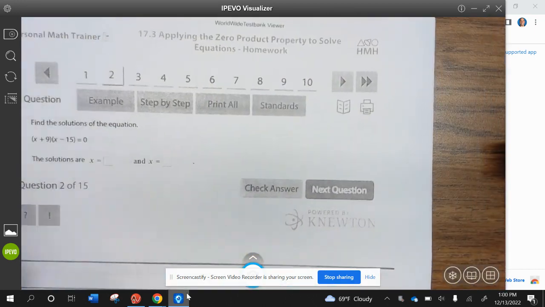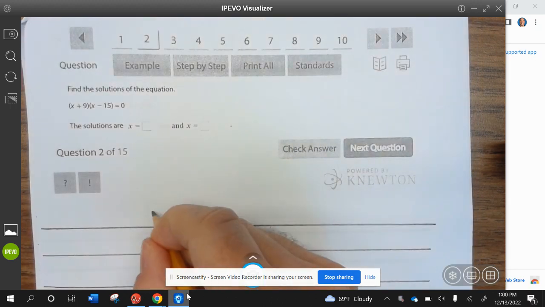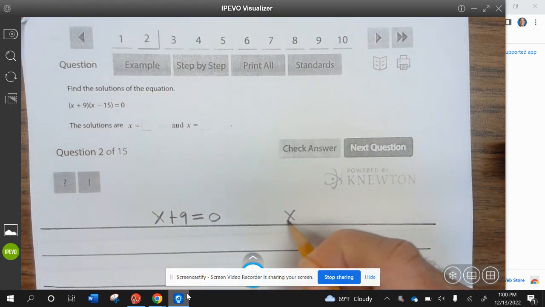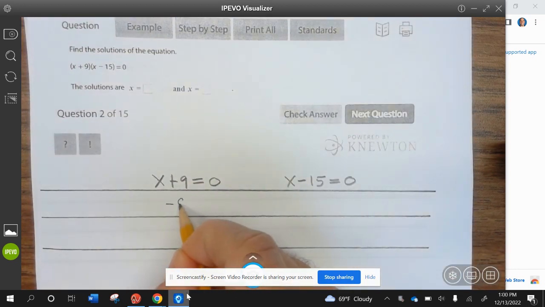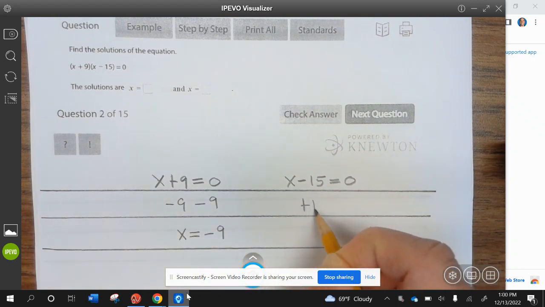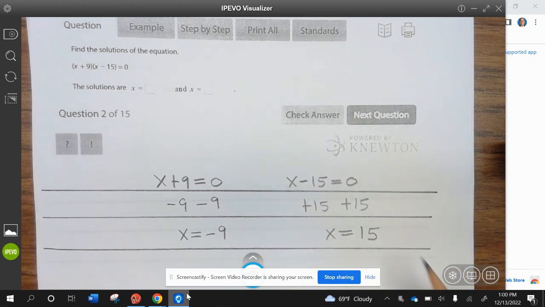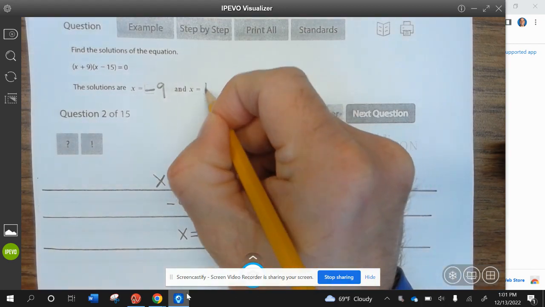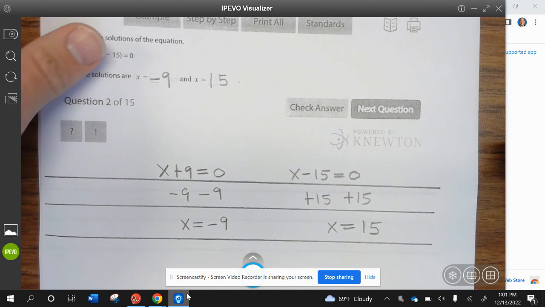All right, let's take a look at example 2. Find the solutions of the equation. So you set x plus 9 equal to 0, x minus 15 equal to 0. So you subtract 9 from both sides, x equals negative 9. Add 15 to both sides, x equals 15. So x equals negative 9 and x equals 15. All right, let's take a look at the next example.